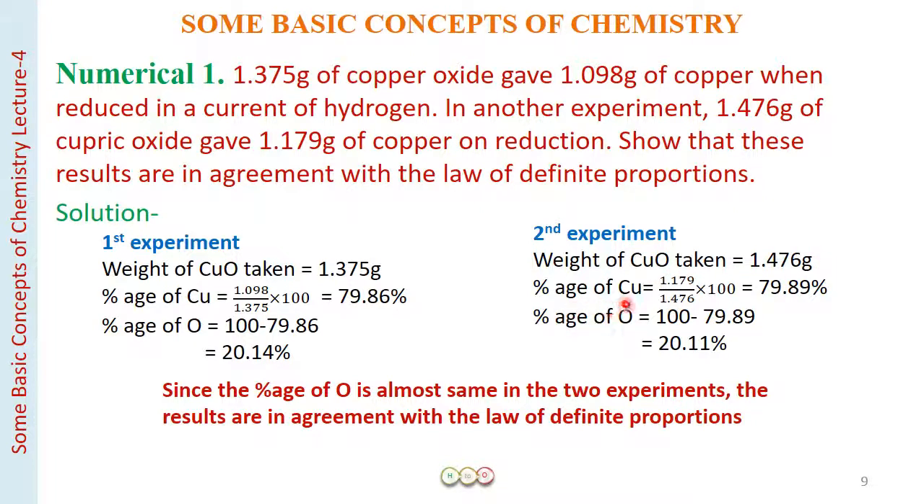Similarly, in the second experiment, the weight of copper oxide is 1.476 gram. So the percentage of copper would be 1.179 divided by 1.476 into 100. So this comes to 79.89%. And oxygen is 20.11%. So the percentage of copper is almost the same in the two, the percentage of oxygen is almost the same in the two, hence the results are in agreement with the law of definite proportions.